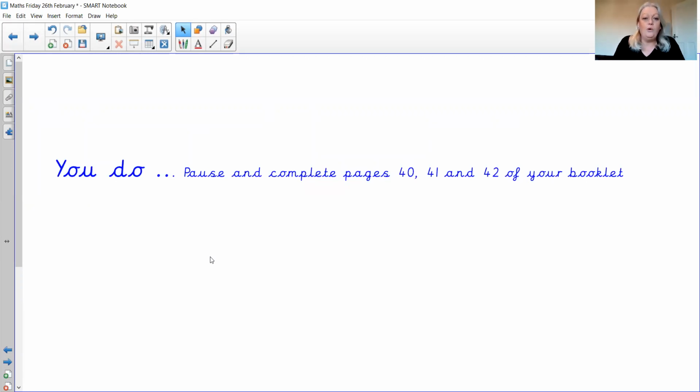So pause the video now and complete pages 40, 41 and 42. And they're going to be asking you to find all these different number sentences for some numbers for you. So look at the pages. If you can't get all eight facts, don't worry, just find as many as you can find. Fantastic.